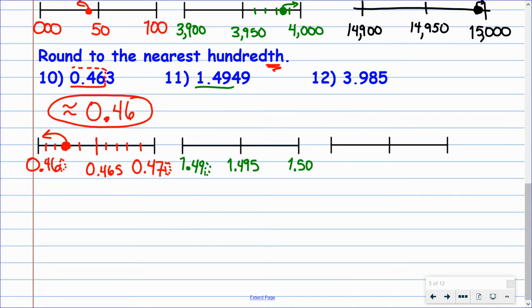If it's easier to see, put in your phantom zeros. We have 149, and then almost in the middle. So close to being in the middle, but it is just a hair closer to one whole and 49 hundredths.